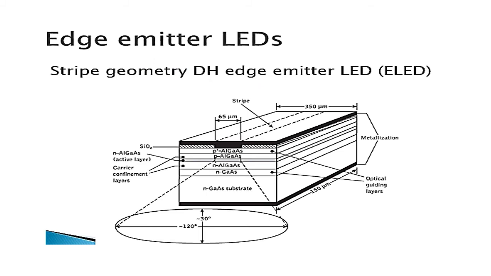So the next one is edge emitter LEDs. Here the stripe geometry of the double heterojunction edge emitter LED is shown in the figure. Edge emitting LEDs emit a more directional light pattern than surface emitting LEDs. In order to reduce the losses caused by absorption in the active layer and make the beam more directional, the light is collected from the edge of the LED. Such a device is known as the edge emitting LED or ELED.